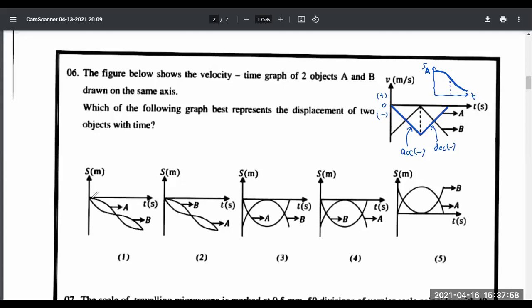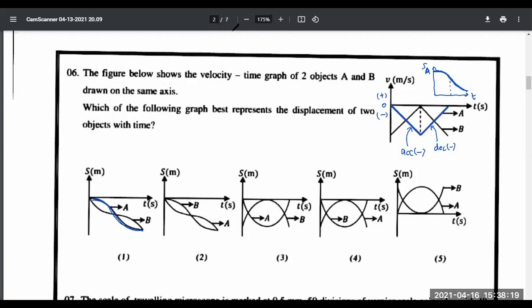Because look at this now. I'll draw A. This is a blue color, and I need that shape for A, and only this answer gives us that shape for A. This is different for A. All the other answers are some other answers they have given.